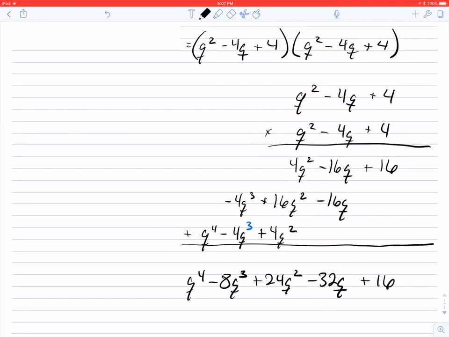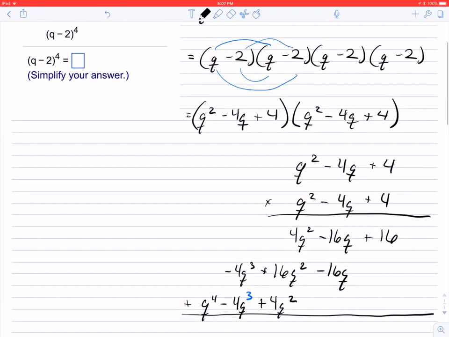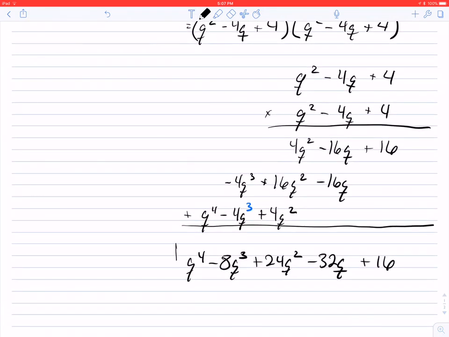So my claim is that the original expression to the power of 4 should be this.